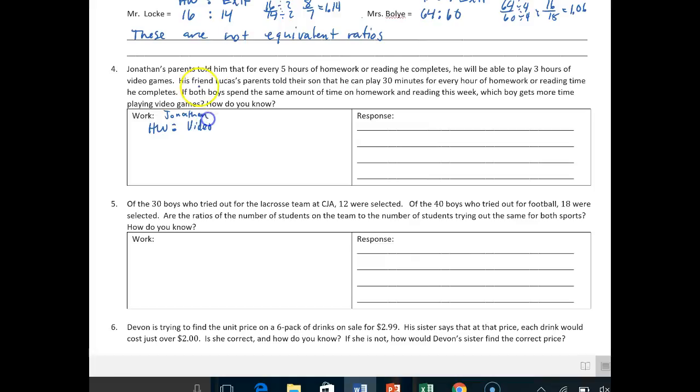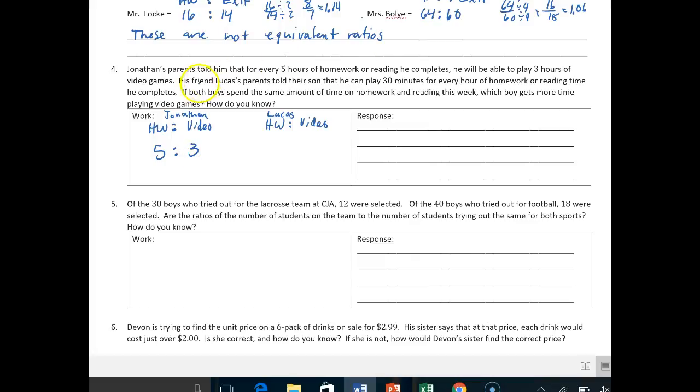And then his friend Lucas's parents told their son that he can play 30 minutes of video games basically for every hour of homework or reading time that he completes. All right, so then Lucas, again, we're going to compare homework to video games. So we can compare basically who's got the better deal with his parents, right? If both boys spend the same amount of time on homework and reading this week, which boy gets more time playing video games? How do you know? So we'll say, all right, for Jonathan, his homework to video game ratio was 5 hours, and he gets 3 hours of video games.